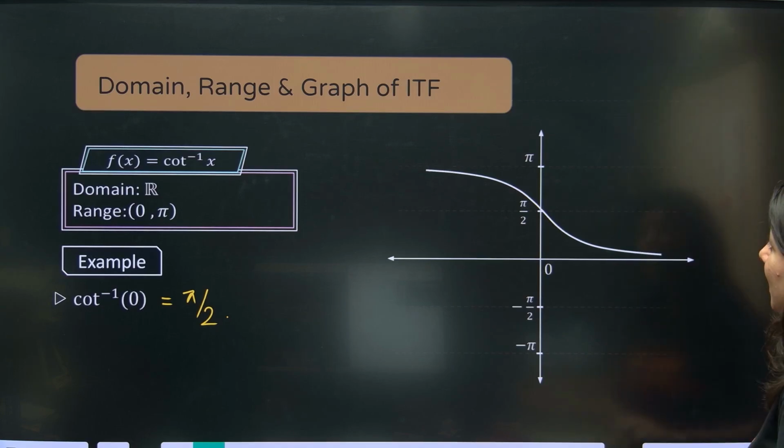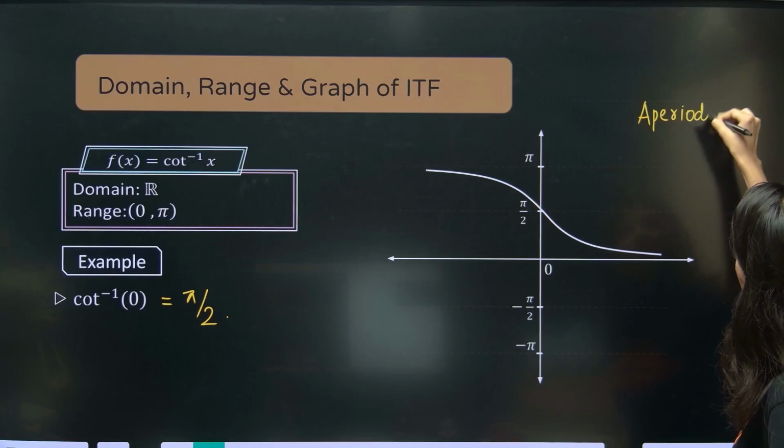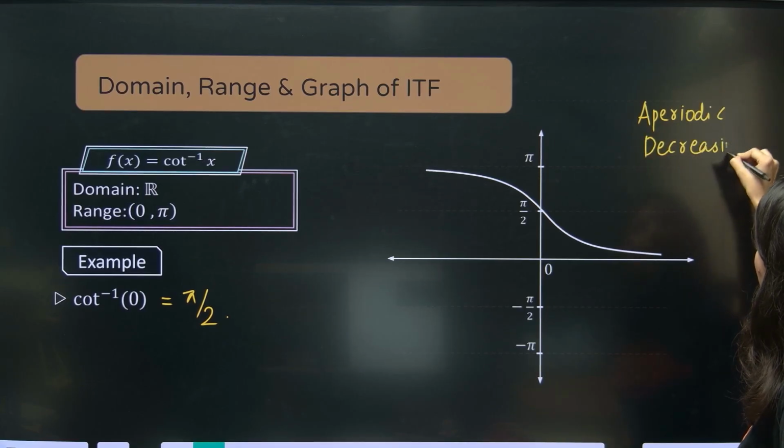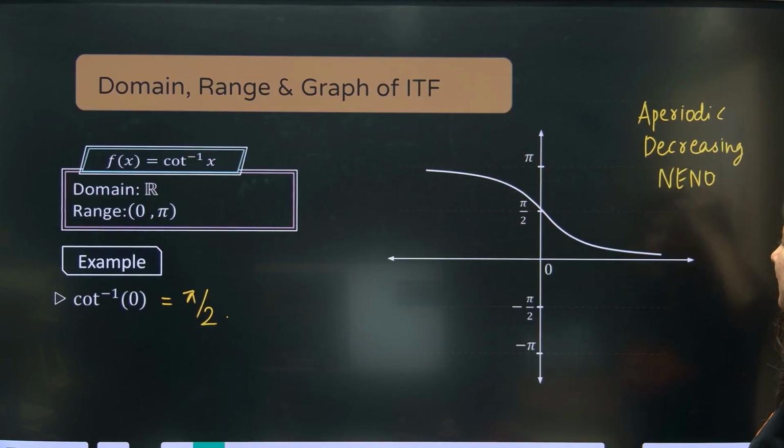Okay. Now this graph, tell me, is it aperiodic? Yes, ma'am. Is this a decreasing graph? Yes, ma'am, decreasing. And this is neither even nor odd, because it is completely above the x-axis, and continuity is there.